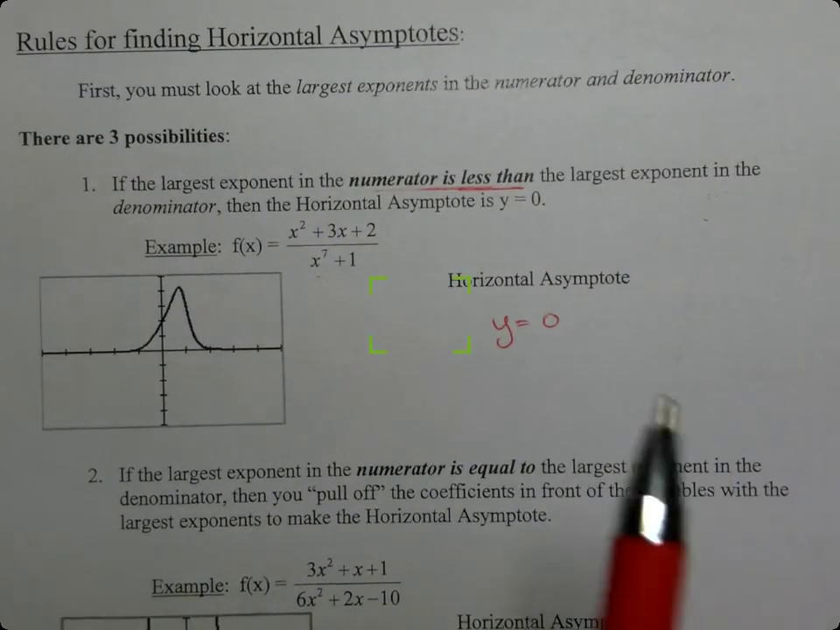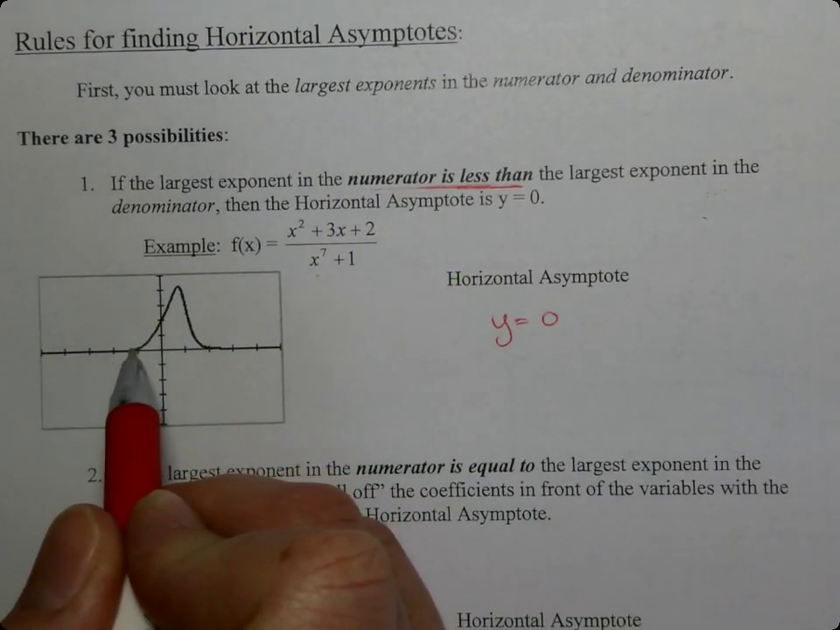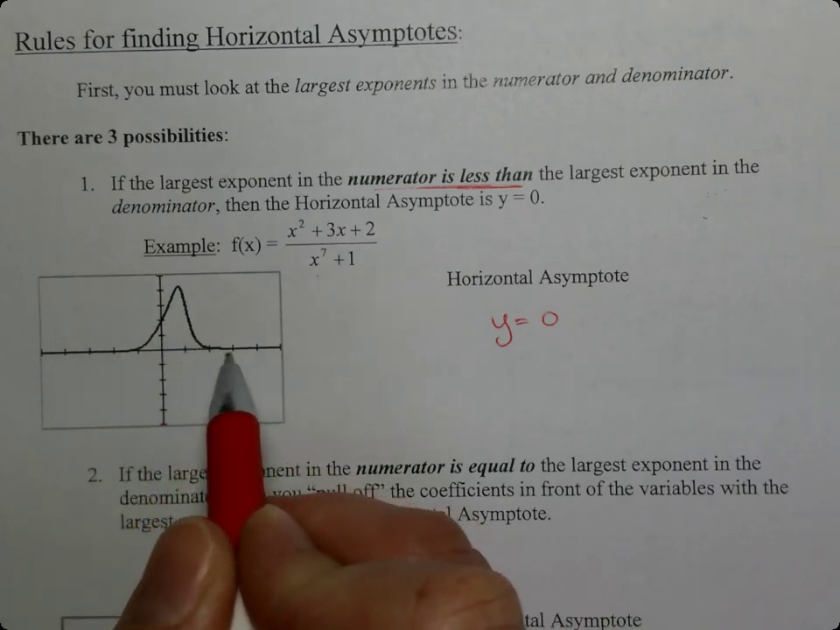Okay. If you look, do you see that this graph is coming down? It looks like it's hitting 0, but it's just going to run along it on both sides.